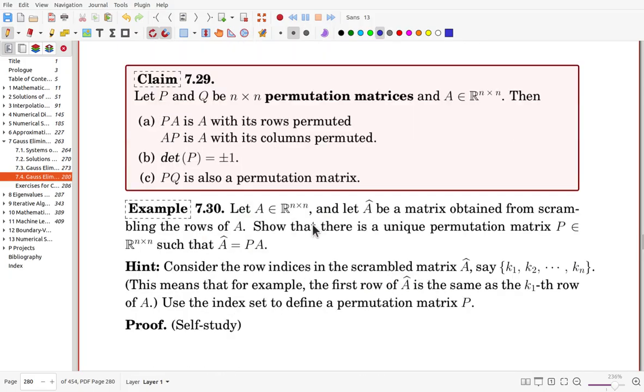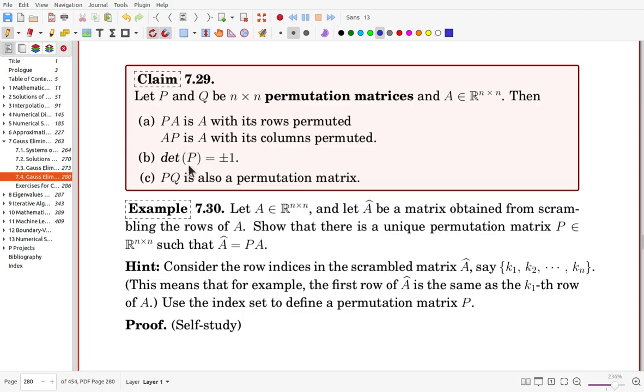Here we have a claim. P, Q, R are square permutation matrices and A has the same size. Then PA, a permutation matrix P multiplied from the left-hand side, gives A with its rows permuted. So left multiplication makes the matrix rows permuted. And if you multiply on the right side, then the columns are permuted.